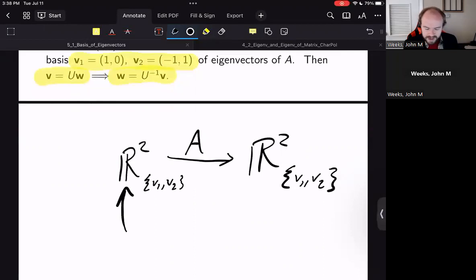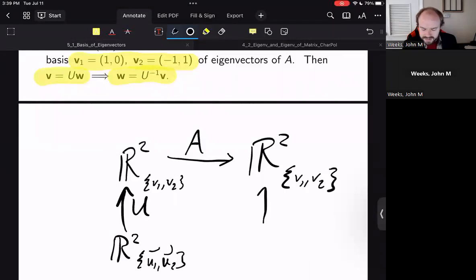in order to get us from the new basis to the old basis. When we would do that, we would write it like this. Here's R2 with respect to U1 and U2. And this is our matrix U. Same thing right here. We're going to have this stuff to work with right here. Okay, and this is going to be our matrix U again.